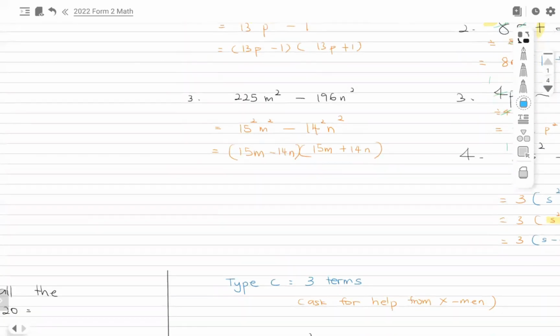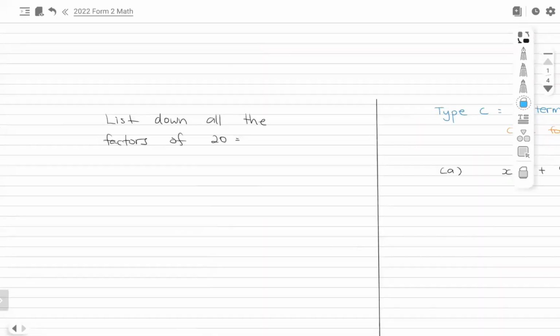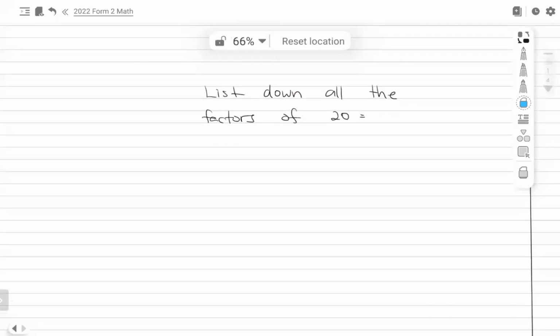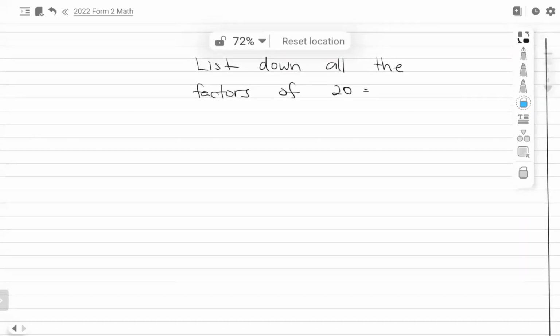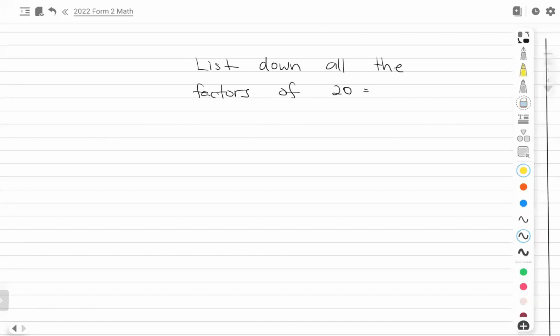Okay. So we proceed to type C, but before we do type C, I need you to list down all the factors of 20. And you just type in the chat box. Private direct message, don't send to everyone, then everyone can see already. Can you help me to list down all the factors of 20? 20 can be divided by what number? Factors means can be divided by what number?